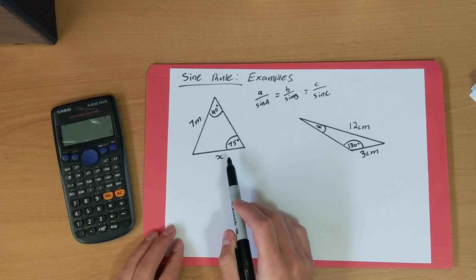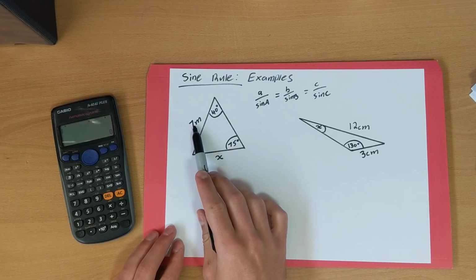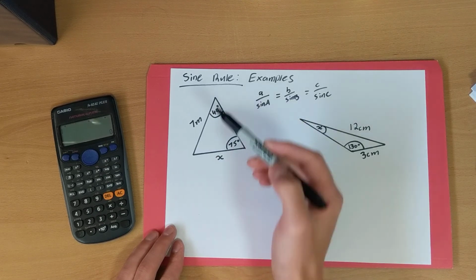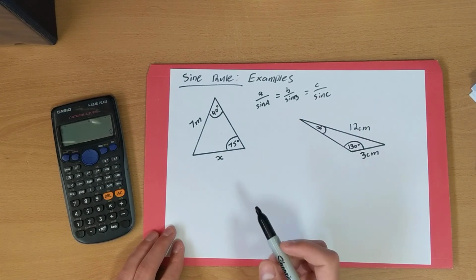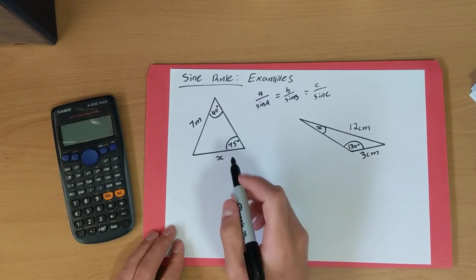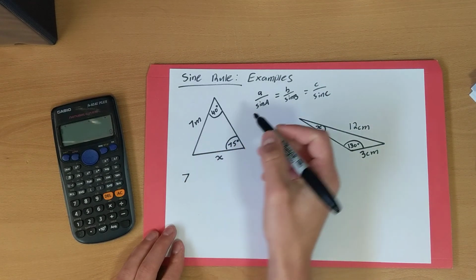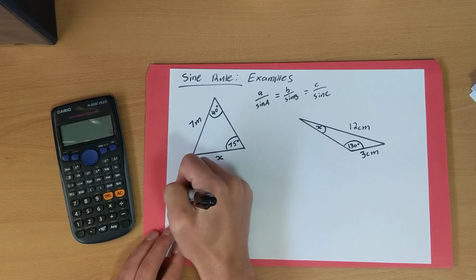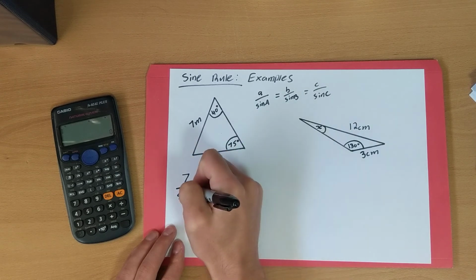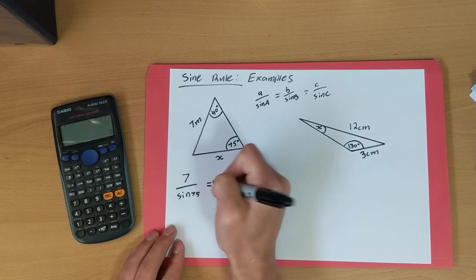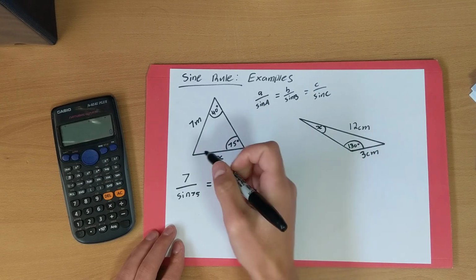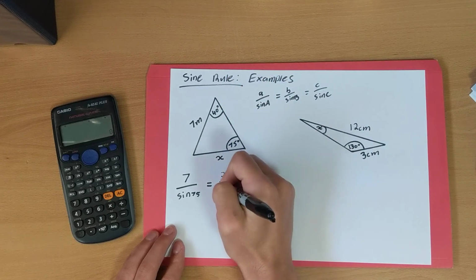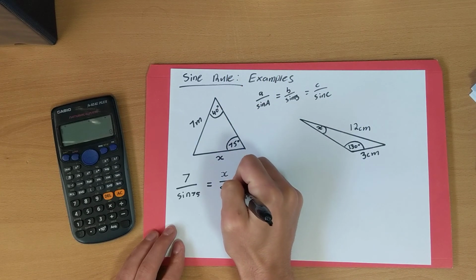Now, looking at this triangle here, I have a side length and its opposite angle, and then I've got an unknown side length and I have its opposite angle as well. So applying this formula, we can get that 7, a side length, divided by the sine of its opposite angle, so divided by sine of 75, is going to equal this side length x divided by the sine of its opposite angle, so divided by sine of 40.